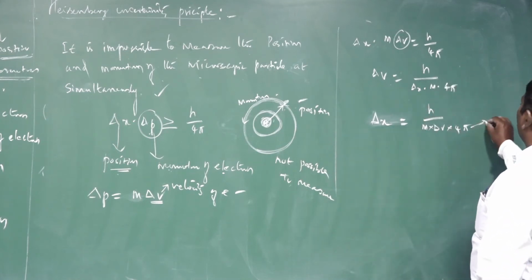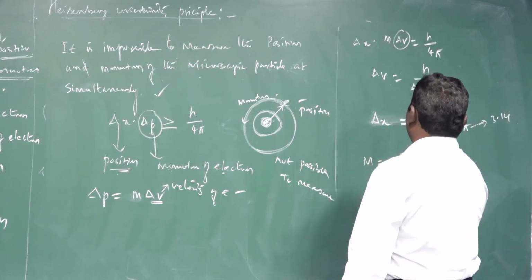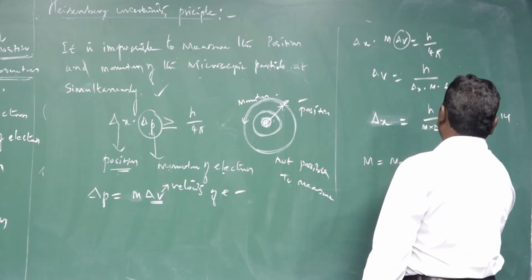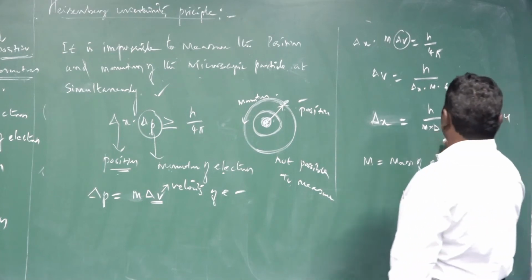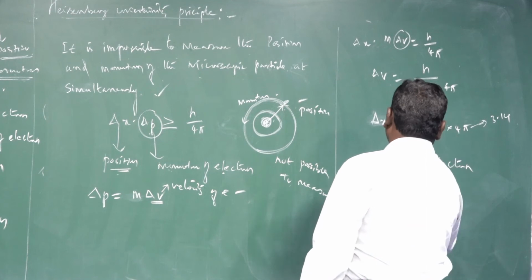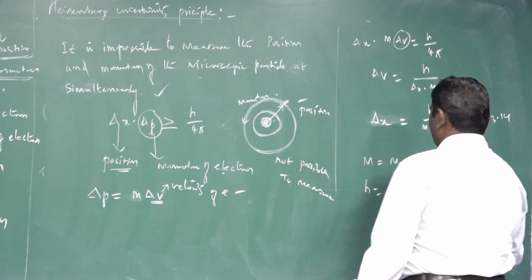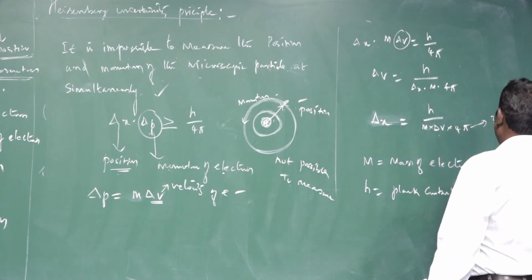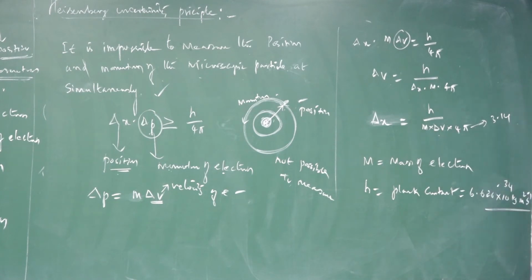You know that π is equal to 3.14. And here the mass is nothing but the mass of electron. Velocity is nothing but the velocity of light. h is nothing but the Planck constant, which is equal to 6.626 into 10 power minus 34 kilogram meter square second inverse. This is a point you should understand.